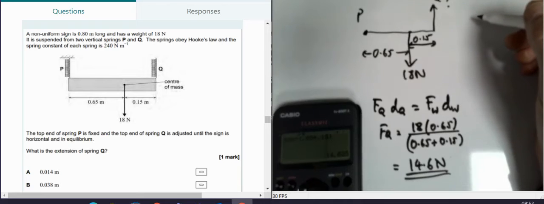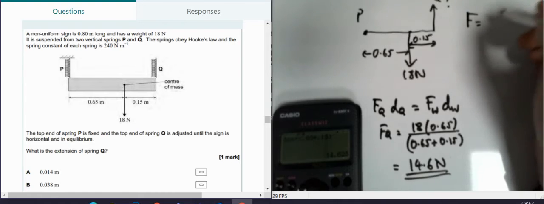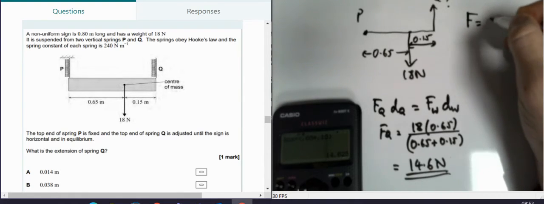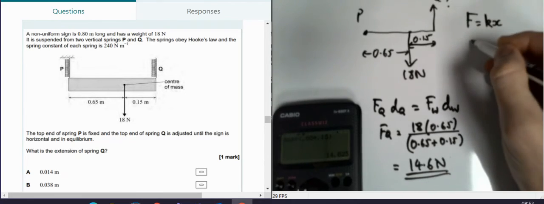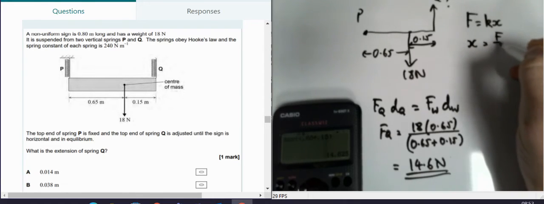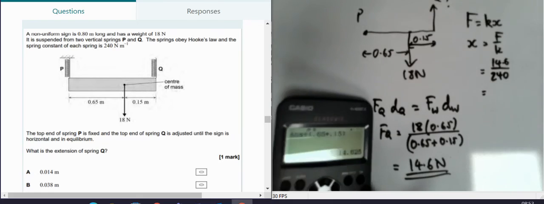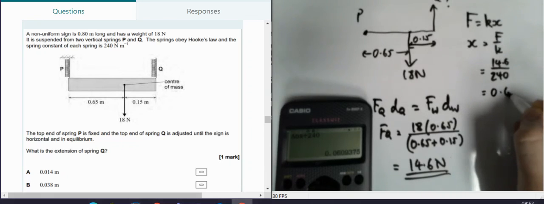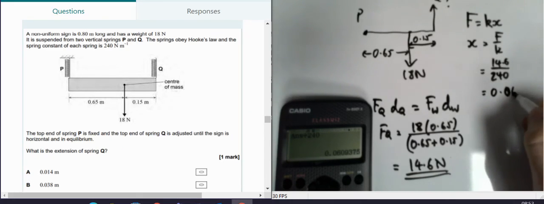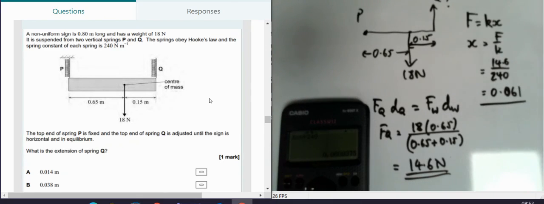Now, the next step is to work out what extension is required. So the force is the spring constant multiplied by the extension. I'm asked for the extension. So we've got the force is 14.6, and to solve for the extension is F over K. The F is 14.6. The K was 240, if I remember correctly, 240. So now I do 14.625, which I've left in my calculator, divided by 240, and I get 0.0609, so 0.061 meters, which is about 6 centimeters, and that is one of the answers.